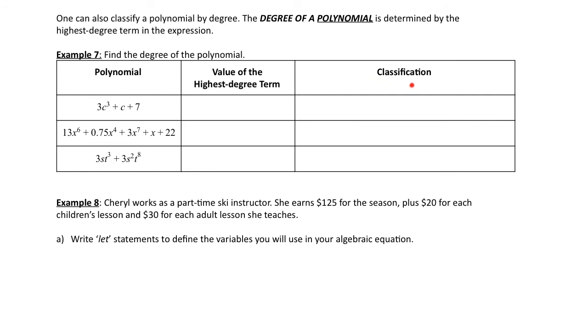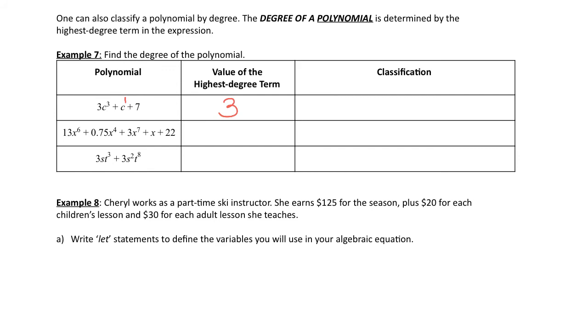And then once we do that, we are going to classify it, or give it a name. So our first polynomial is 3c cubed plus c plus 7. We're going to take a look at the letters and the exponents that are attached to them. So I've got a c with an exponent of 3, and then I have just a plain c. But remember, when you see just a c, it doesn't seem like there's an exponent, but there actually is an exponent of 1. Between the exponent 3 and 1, what is the highest value? Well, 3 is higher than 1. So my highest degree term is going to be 3.